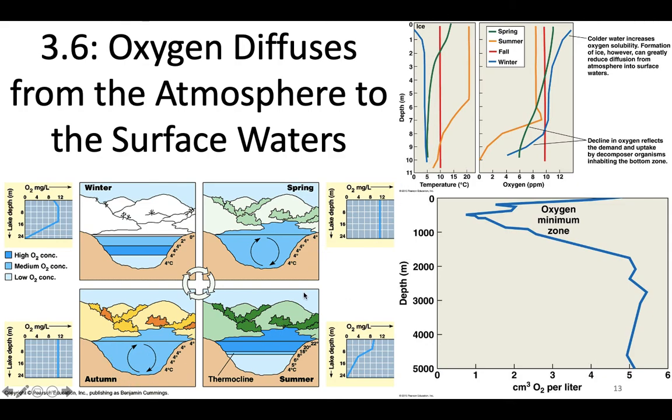And then in the summer, things are more still in the water. You don't have as much oxygen cycling, and so that's when you have a pretty definitive thermocline, where you have this rapid change in temperature and in oxygen levels.